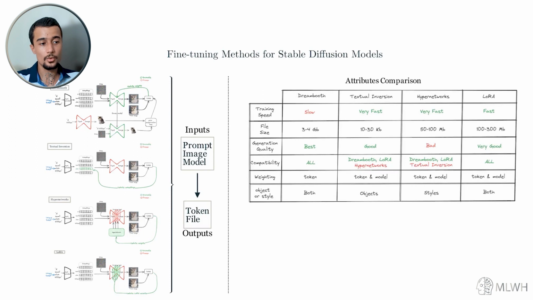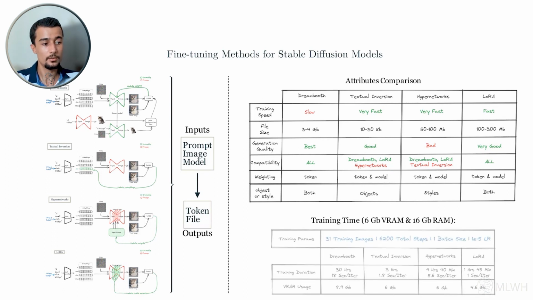Okay, so let me now show you quickly some numbers regarding the training duration before we start with the practical guide. Here I trained all the methods using the same training parameters on 6 GB of VRAM and 16 GB of RAM, and these are the results. The LoRA was the fastest method to train and Dreambooth was the slowest.